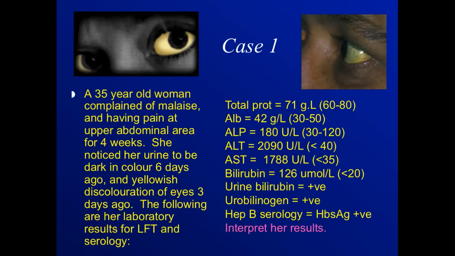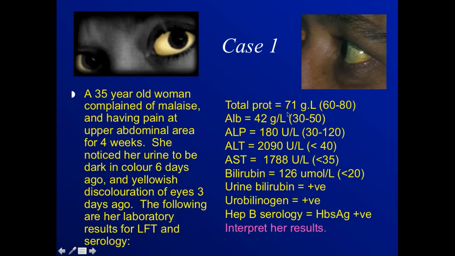We will start with a case, and I usually like to start my lecture on a case. Now this is about a 35-year-old woman who complained of malaise. Malaise means feeling tired, and having pain at the upper abdominal area for 4 weeks. She noticed her urine to be dark in color 6 days ago and yellowish discoloration of eyes 3 days ago. The following are her laboratory results for liver function tests and serology.